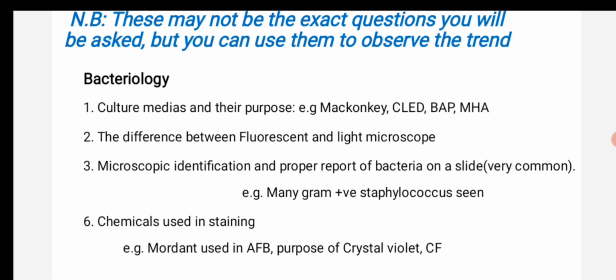The other thing is the chemicals used in staining. We may be asked about some chemicals and their purpose. For example, what is the mordant used in AFB, acid fast bacillus staining? What is the purpose of crystal violet? What is carbol fuchsin in acid fast staining? Why do we use crystal violet in gram staining? Why do we use iodine mordant? We have to identify the purpose of each chemical used in staining, not just mention it, but state the clinical significance or clinical purpose of that stain. So this is also very important.